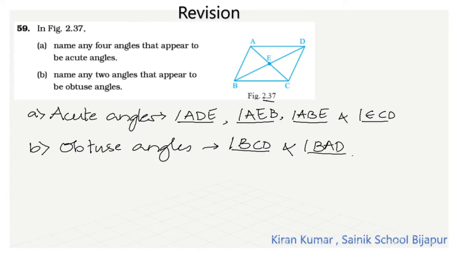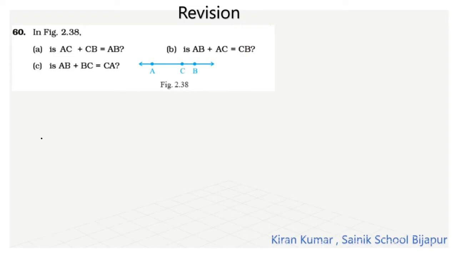Let's do the next question. Question number 60. In the figure 2.38, we need to check these three options. The first one is AC plus CB equal to AB. Second is AB plus AC equal to CB. And the third is AB equal to BC, which is equal to CA. Look at AC, it is the line segment AC plus the line segment CB will be equal to AB. It is true.